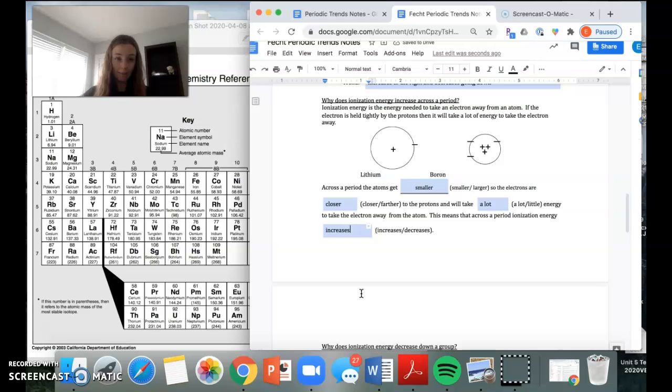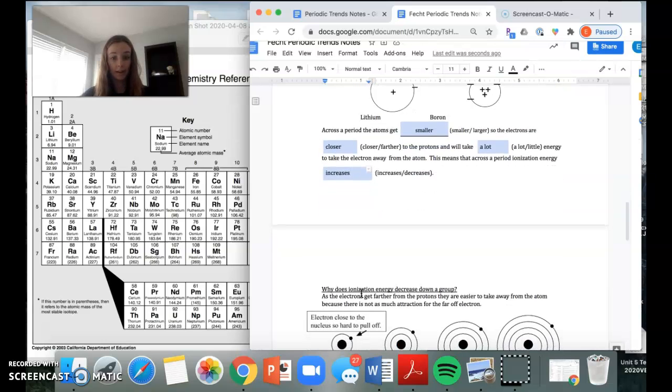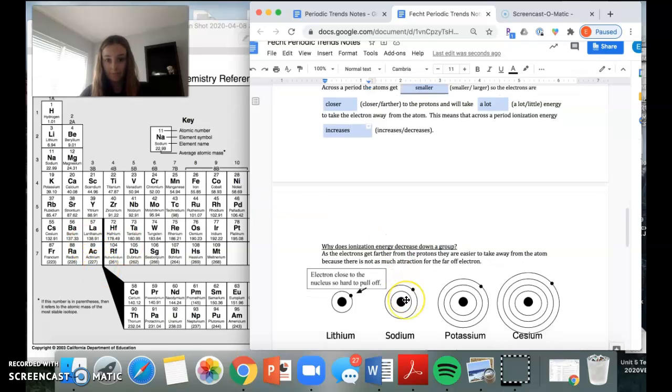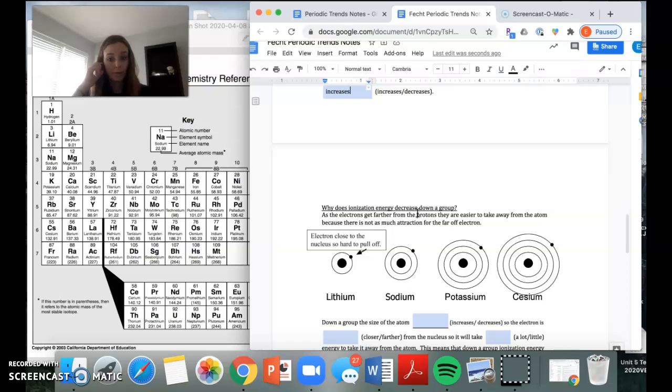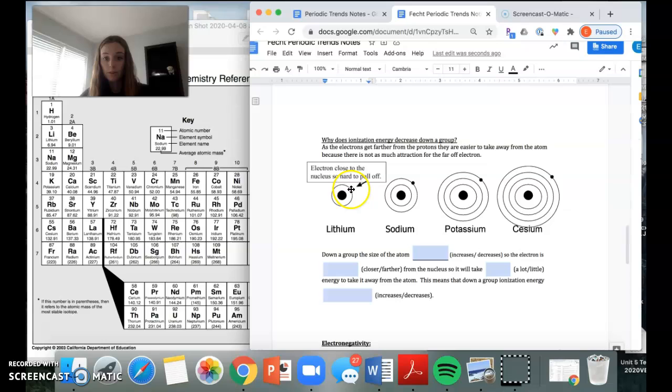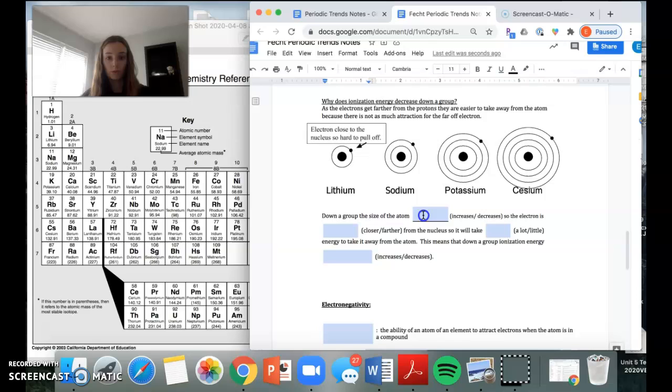Now we talked about how the opposite happens if we're going down with atomic size. So why does the ionization energy decrease going down a group? Well, we have to think about it a little bit differently. As the electrons get farther from the protons, they're easier to take away. So what would be harder? Something that's really small, taking something away from it, or something that's really big, where you just pop it off the top? Well, something that's big is farther away from the nucleus, so that's easier to take away.